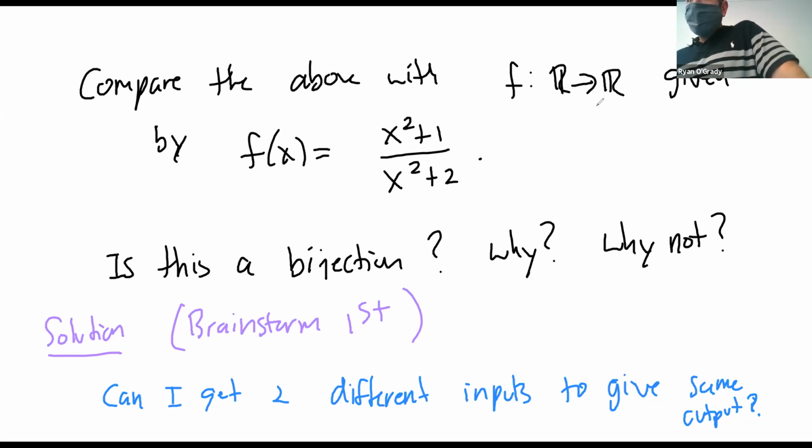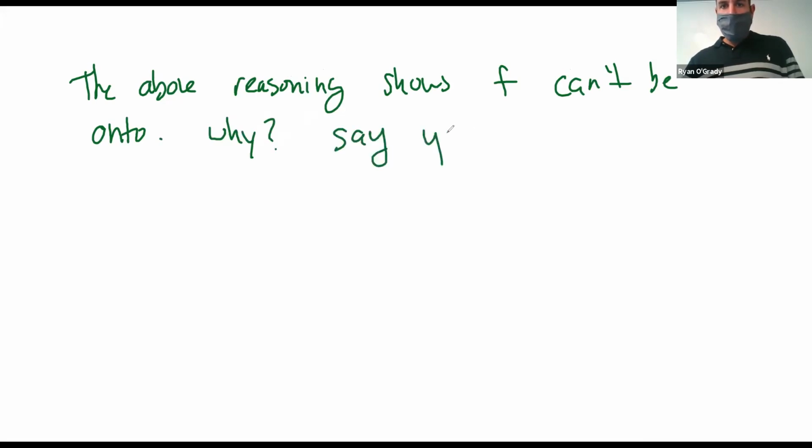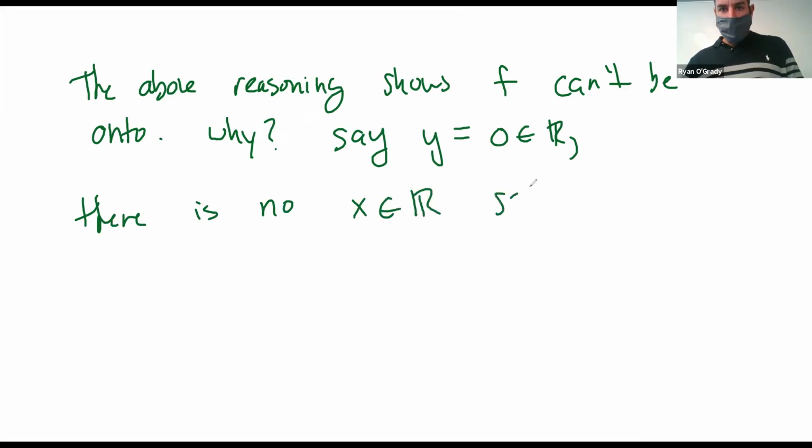So there's a few ways we could have made this claim. What we did is not wrong, but we could have come to this conclusion much quicker. Because all we had to do is say, oh no, and here's a similar way of doing it. So the above reasoning shows f can't be onto. So let's remind you why. Say y equals 0, which is clearly a real number. There is no x in the real numbers that satisfies this.